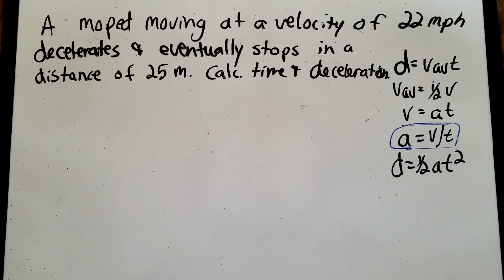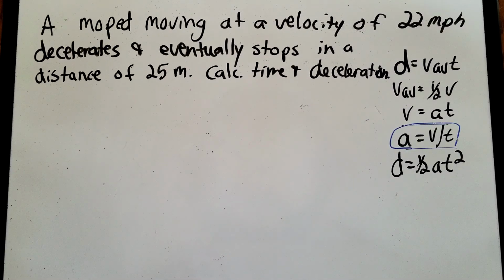The next problem we're looking at is a moped, and it's moving at a velocity of 22 miles per hour. It then decelerates and eventually stops in a distance of 25 meters. We're going to calculate the time that is required for that moped to come to a stop and its deceleration.